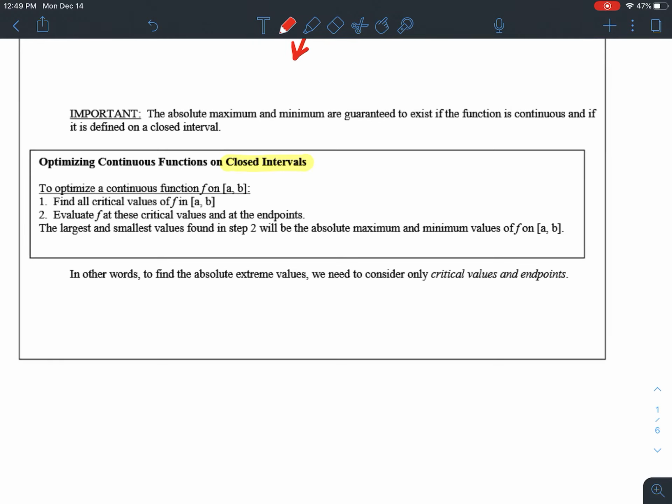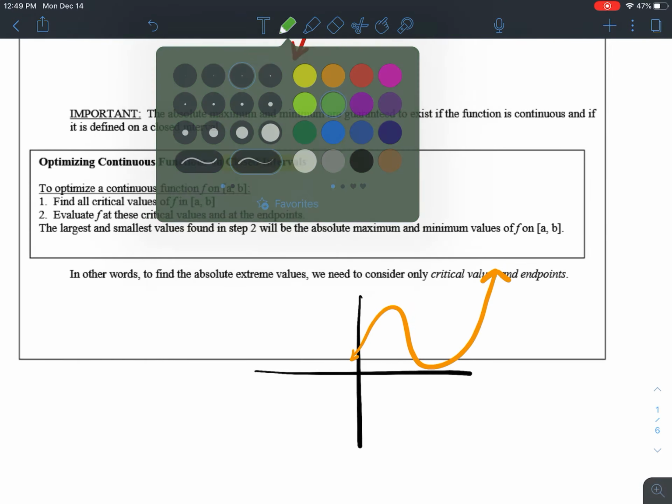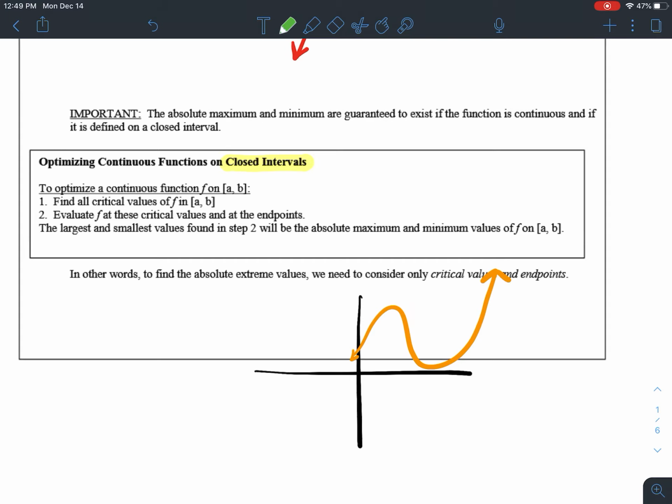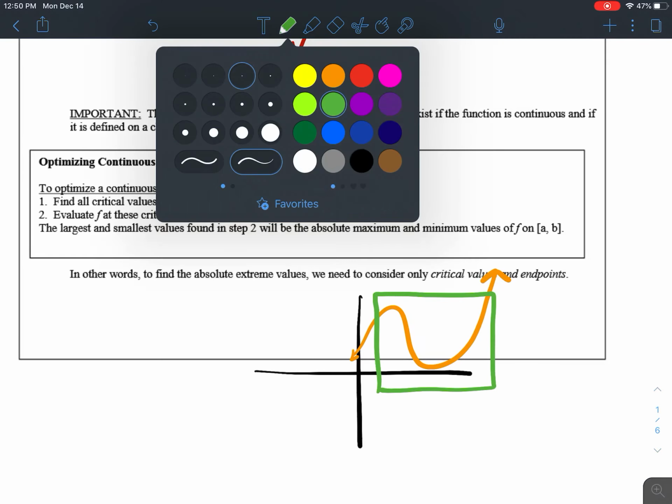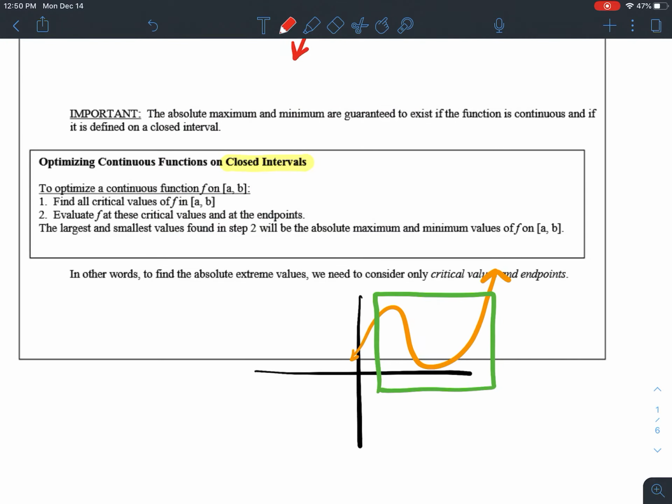And so I'm going to give you an example here. It's kind of the easiest way to do this. Let's say that you have a graph that looks like this, okay? And I only want us to focus on, let's say, this interval right here. If you were to zoom in on your calculator to where I have this green box, ignoring the orange part of the graph that falls outside of that, I'm looking for, in this green box, what is the very highest point and what's the very lowest point.